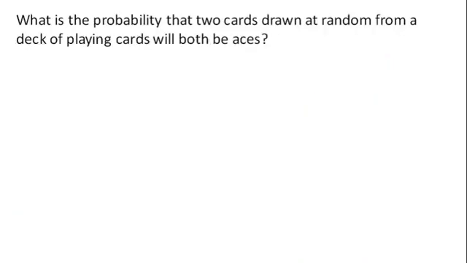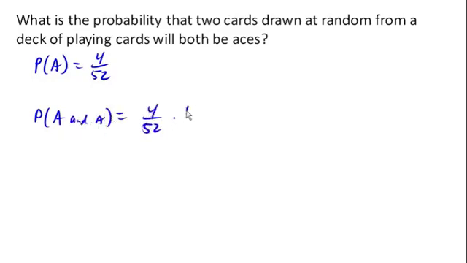So what is the probability that 2 cards drawn at random from a deck of cards will both be aces? Now, you know that the probability of pulling 1 card and getting an ace is 4 out of 52. And so it's really tempting to say the probability of getting an ace and another ace is 4 out of 52 times 4 out of 52, right? Using our multiplication rule. Now, unfortunately, this is not going to work. Why? Because these 2 events are not independent.